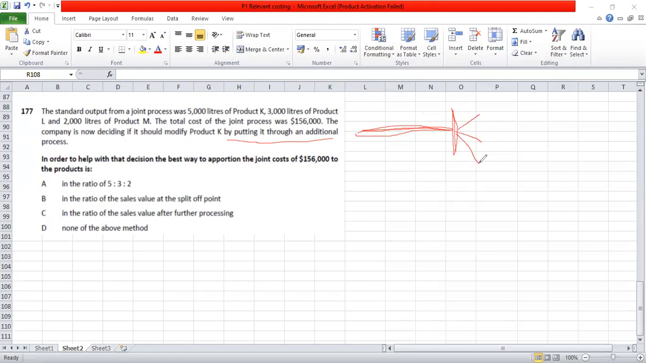We absolutely have no clue about any other information, no way to arrive at that very basic information, that is, what is the joint cost, what is the physical quantity of these three products. So we do not know how to decide. So on that note, we can go with D as an option.